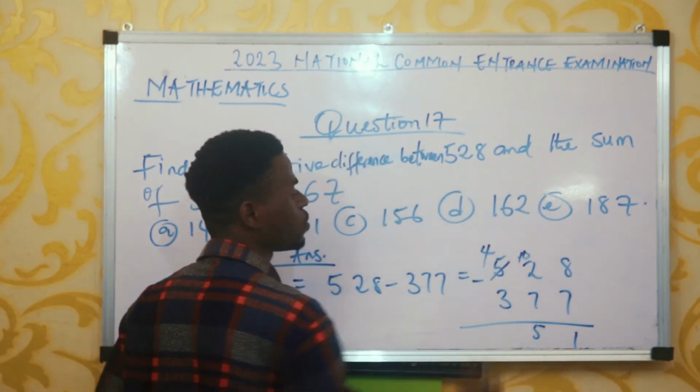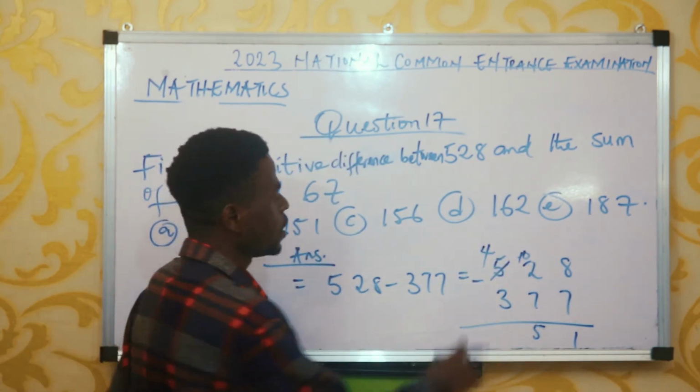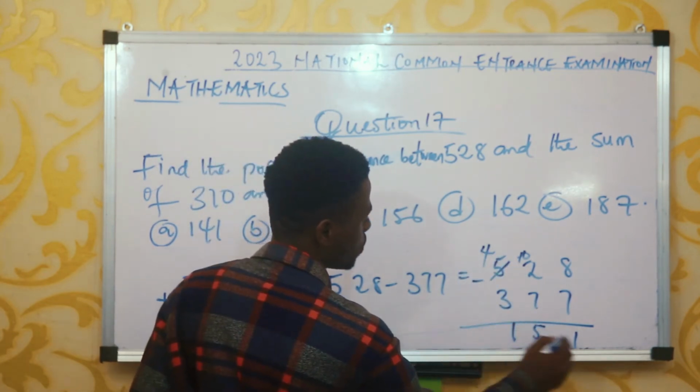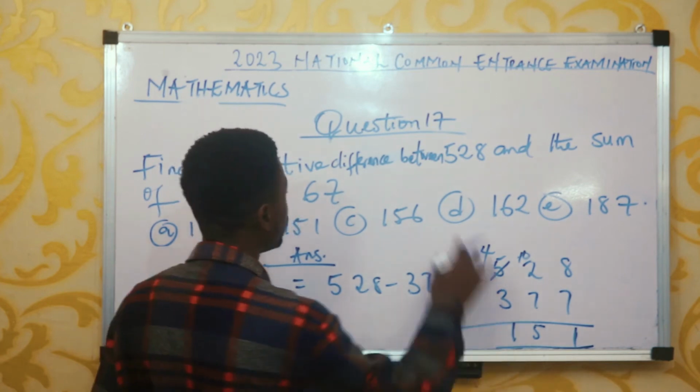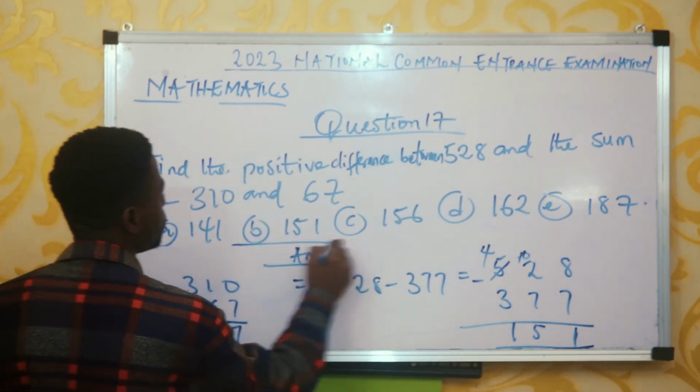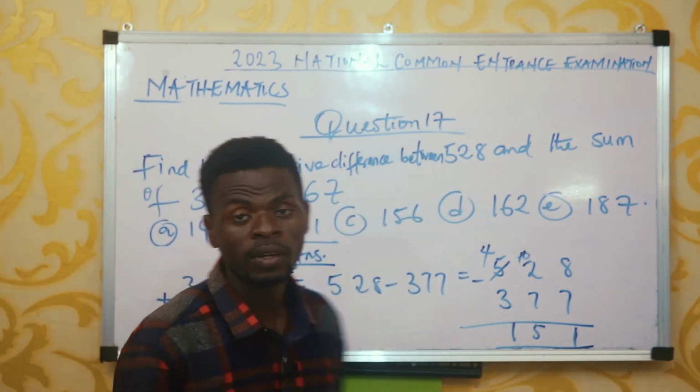So this one, it means 4. 4 minus 3 is 1. Definitely our answer is 151. So which is Option B. Thank you very much.